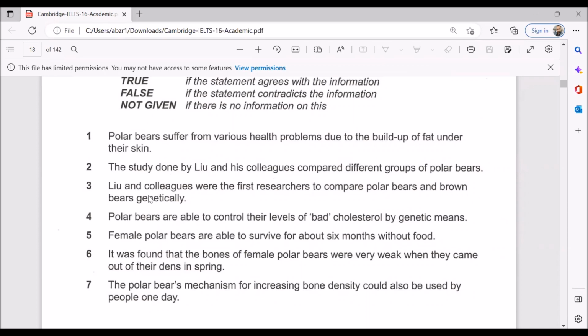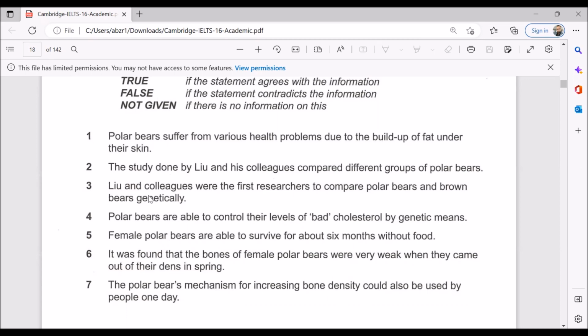Now, when you are solving this category of question, understand you have to underline the keywords. The keywords could be suffer from various health problems due to buildup of fat under their skin. Fat under their skin. Health problems, fat under their skin. This is the question. We have to find similar information in the paragraph. Number 2, the study done by Liu and his colleagues compared different groups of polar bears.